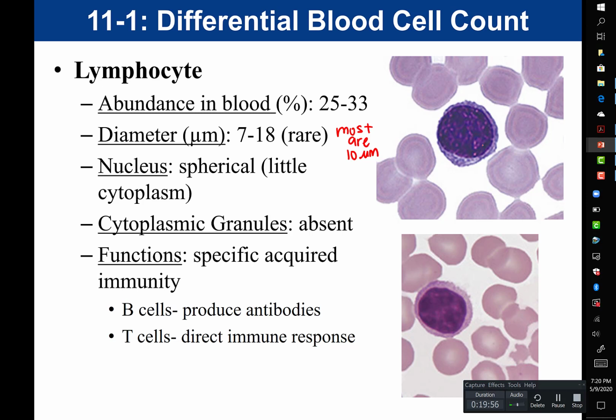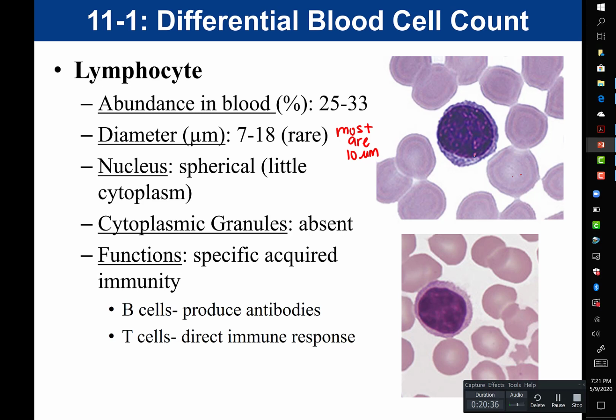Notice if you compare this white blood cell versus this red blood cell, the size is not double, right? It's only slightly bigger than the red blood cell. And that's one of the things that you want to look for when you're looking for a lymphocyte. Lymphocytes are little. The nucleus is spherical, so it's round. It has very little cytoplasm. Notice that the nucleus occupies most of the space within a lymphocyte.